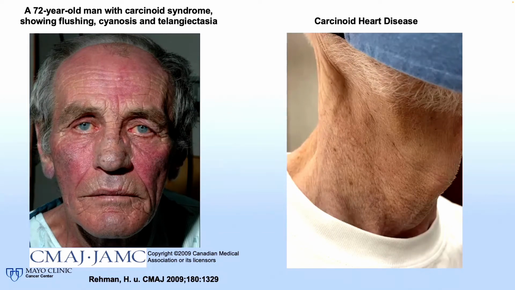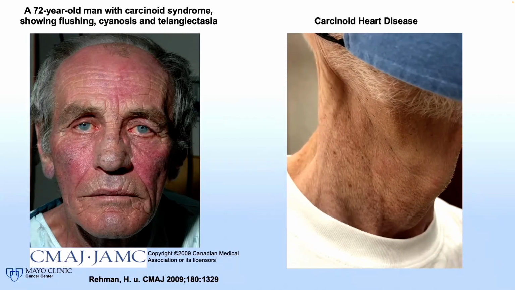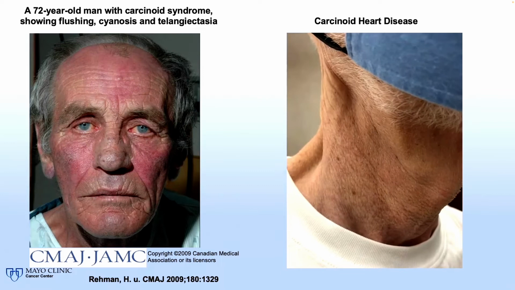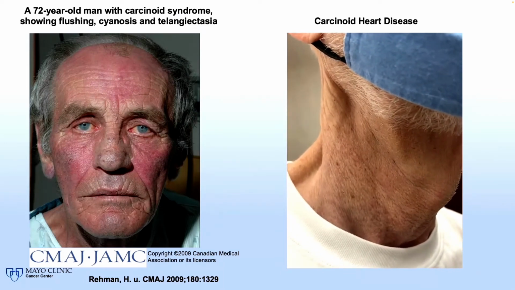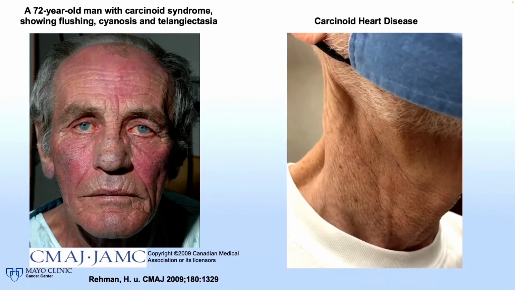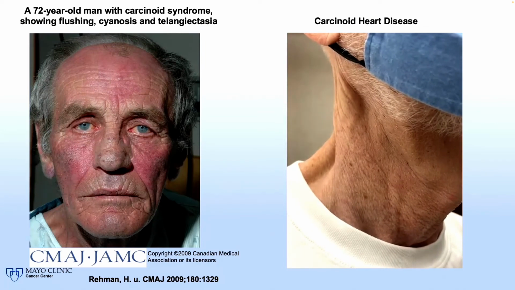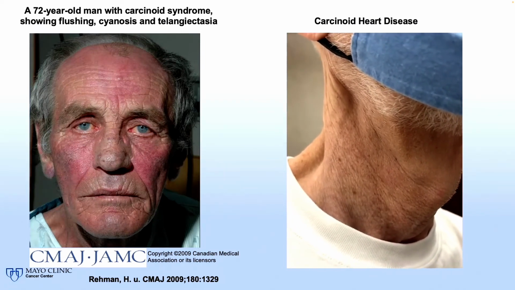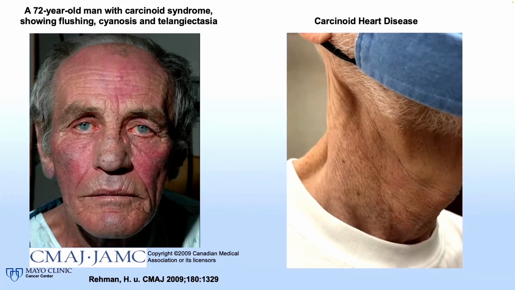The other one I wanted to show you is from carcinoid heart disease. See the neck vein here. A lot of people have neck vein dilation, but this gentleman had longstanding carcinoid syndrome and severe carcinoid heart disease. This was one of the first things I noticed when I walked into the room. He had the pulsation up his neck, and we referred him for an echocardiogram and found that he had carcinoid heart disease. This happens in my clinic probably once every other month.